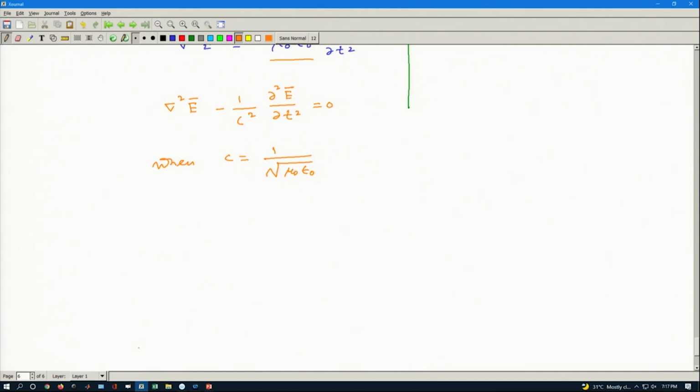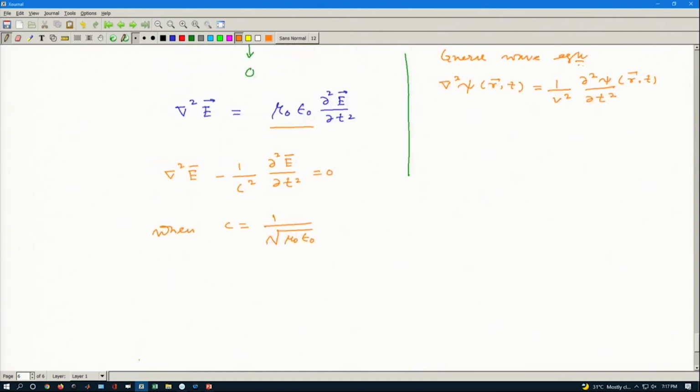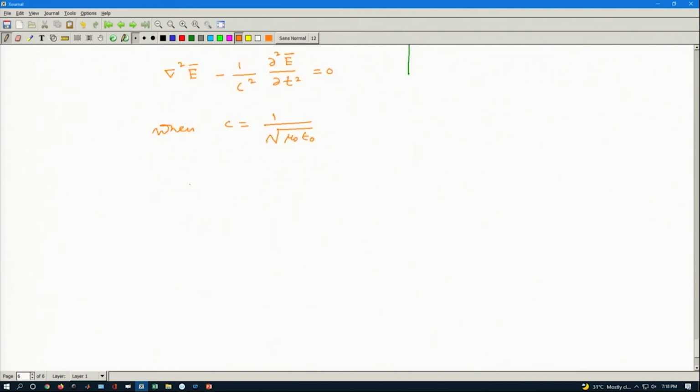So, during the calculation, when Maxwell did this, he found that mu 0 epsilon 0 is sitting in the place of 1 by c square, and he calculated mu 0 epsilon 0, and found that this value is very close to the velocity of light c, and then realized that light is nothing but an electromagnetic wave. That was the revolutionary finding. So, here we are doing the same thing.